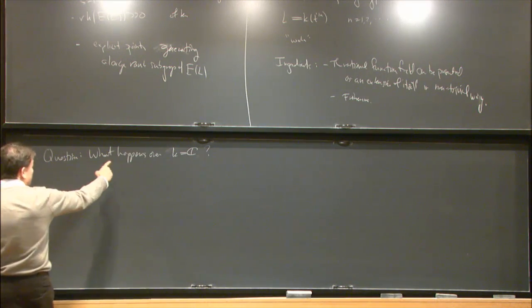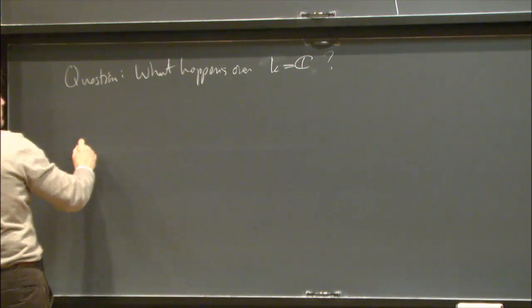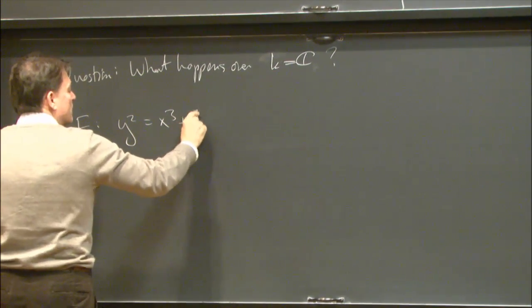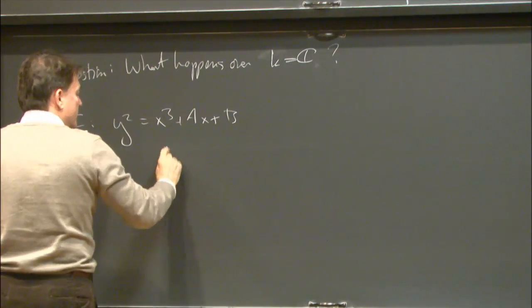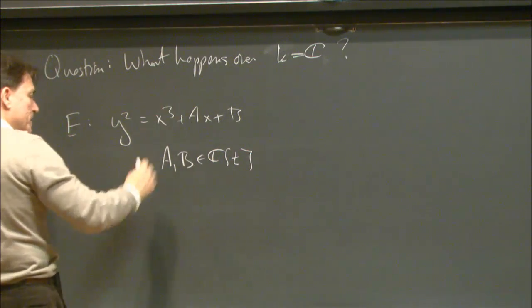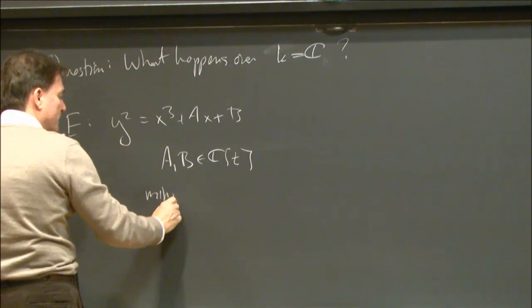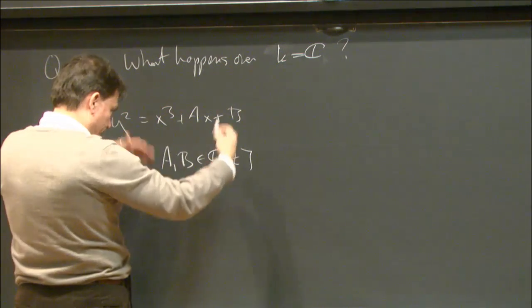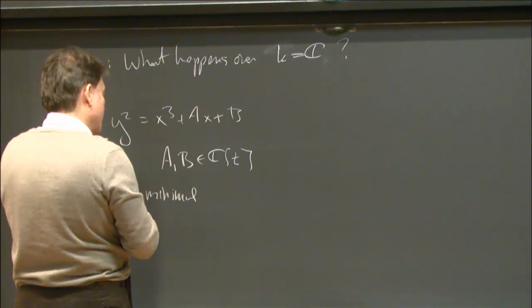OK, so from now on, K is C. And I'll write my elliptic curve in the standard way as y squared is x cubed plus ax plus b, a and b polynomials in T. And I'm going to assume that they have minimal degree, which just means that if there's some place where a vanishes to order 4 and b vanishes to order 6, you can change coordinates and scale that out.